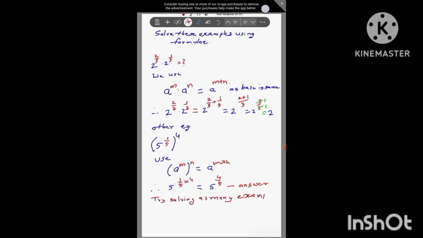Now solve as many examples as you can to make the maths subject very easy. Okay, write the formulas and learn them by heart. Don't just read and learn by heart. Okay, these are the techniques given by me.